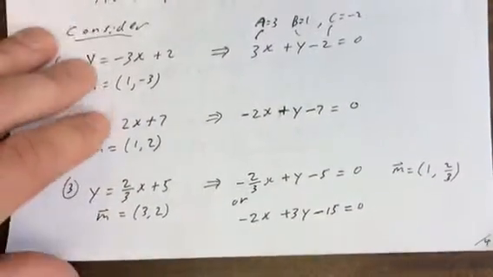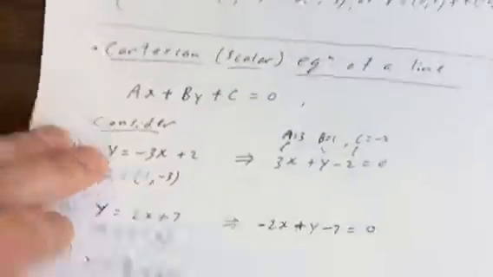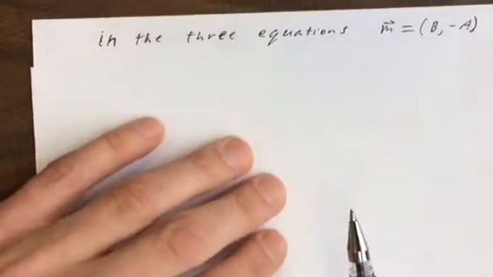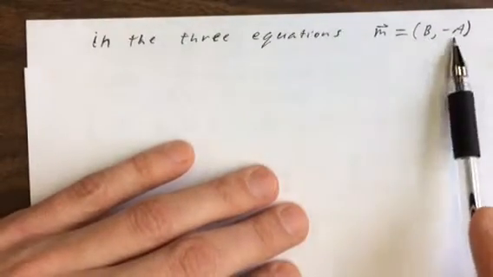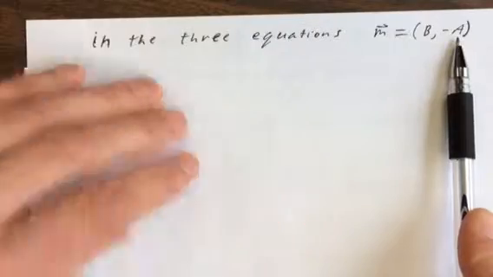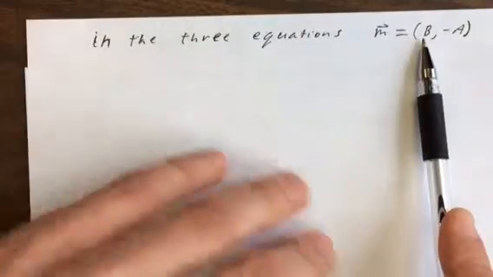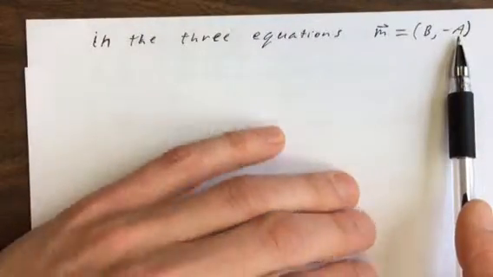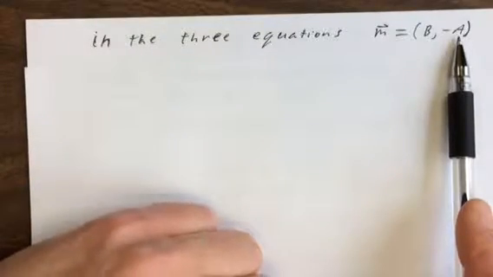So we can look at this now and say that basically the direction vector is b comma negative a. From standard form, you take the b, which is the x-coordinate, and negative a is the y-coordinate. That gives you a direction vector for the line.